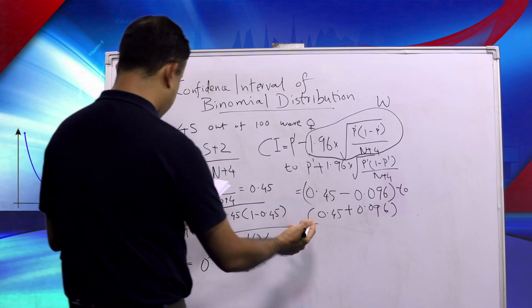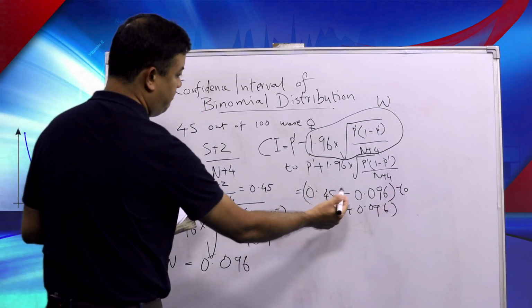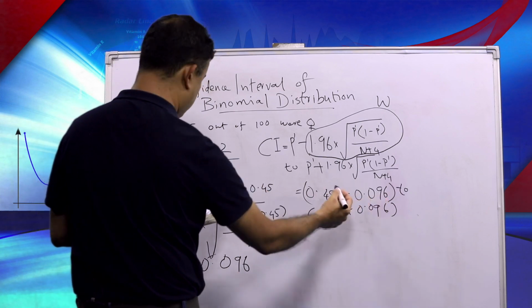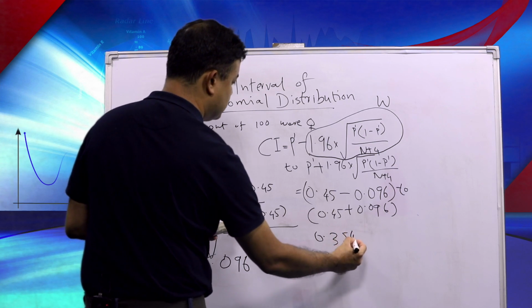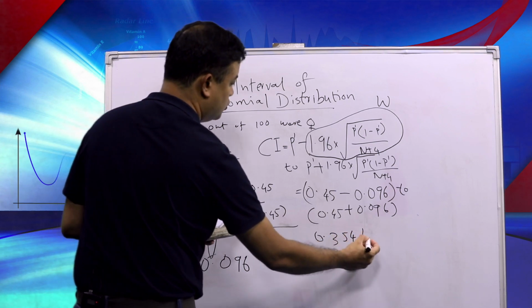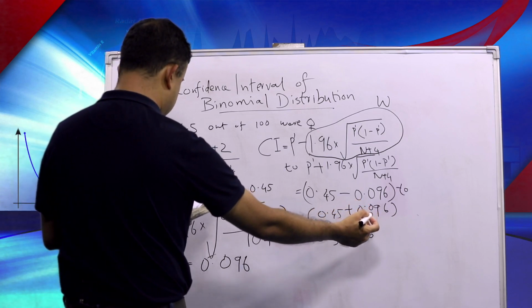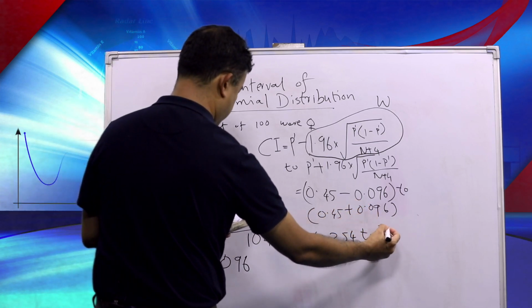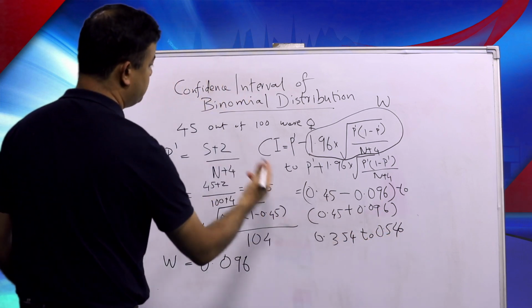So this is what the limits are here. If you solve it, 0.45 minus 0.096 is going to be 0.354. And 0.45 plus 0.096 is nothing but 0.546. So these are the limits of this binomial distribution.